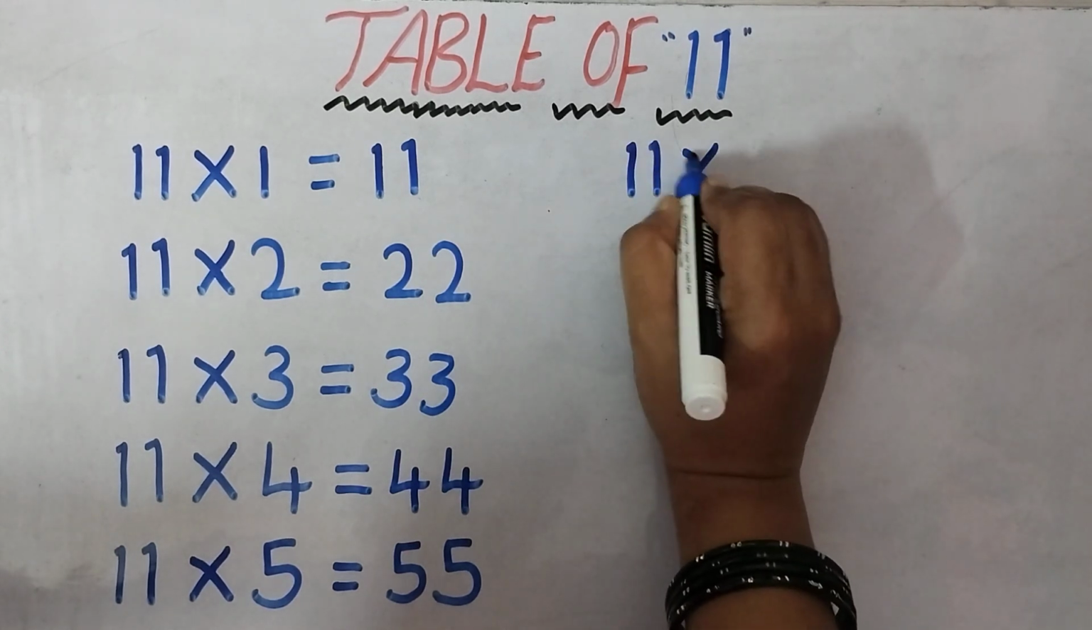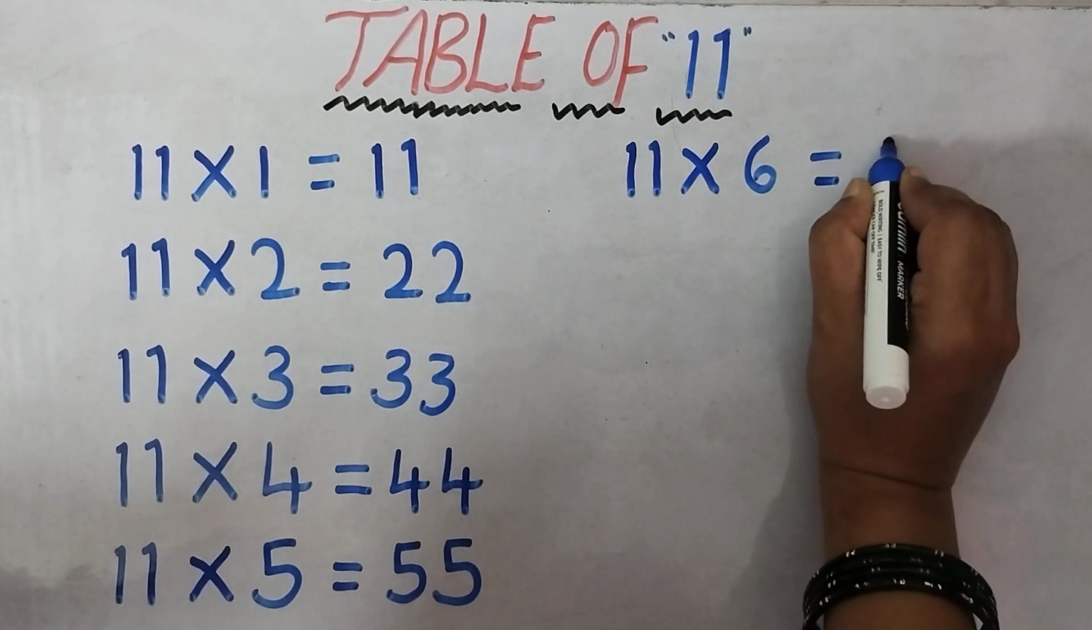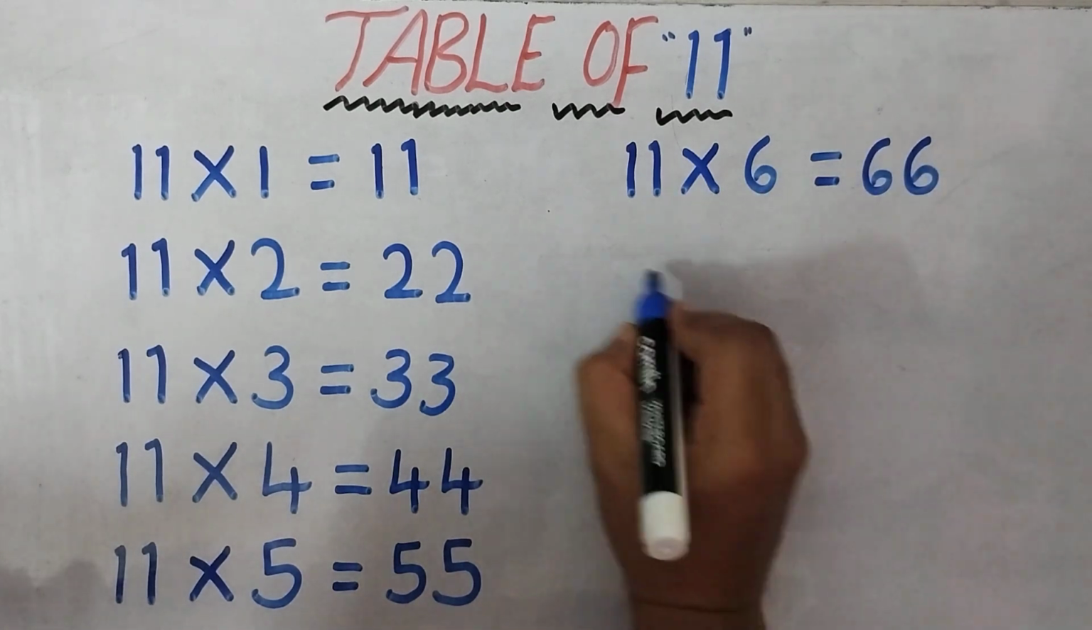11 into 6, that is equal to 66. 11 sixes are 66.